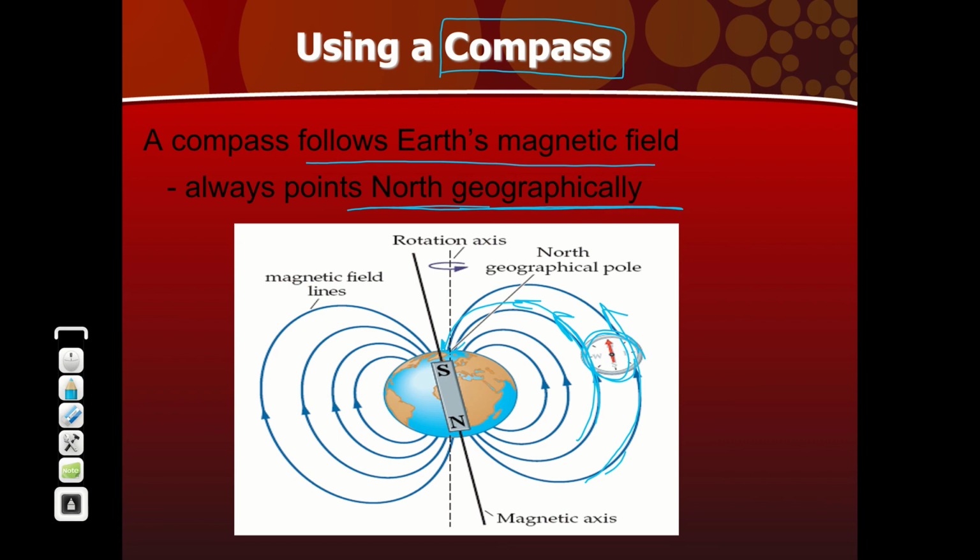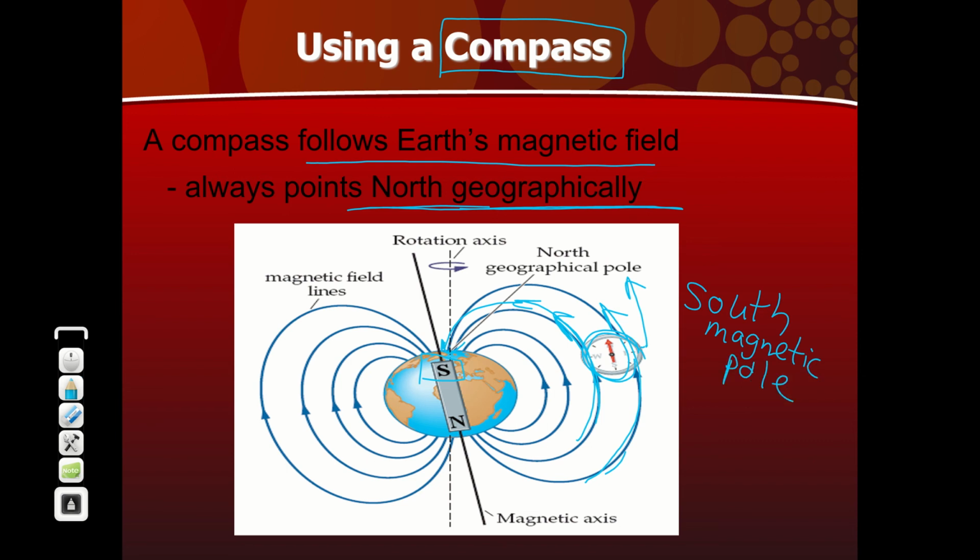It's always trying to get towards the South Pole. That's the South Pole of the magnets. See, this is why it's confusing. So what am I trying to say? A compass is pointing north geographically, but it's pointing south magnetically. It's pointing towards the south magnetic pole.